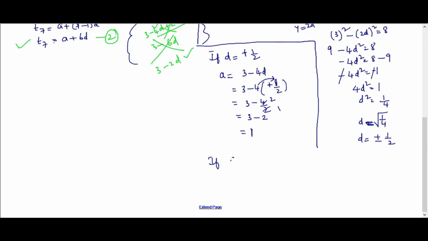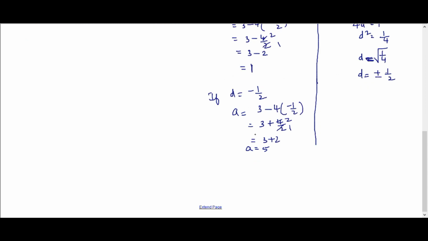If d is minus 1 by 2, then what is a? a will be 3 minus 4 into minus 1 by 2. Minus is plus anyways, so plus 4 by 2, which will become 3 plus 2, which will be 5. Okay, a is 5. So now what else you have to do? You need to solve for S20. That's what he asked: the sum of first 20 terms.